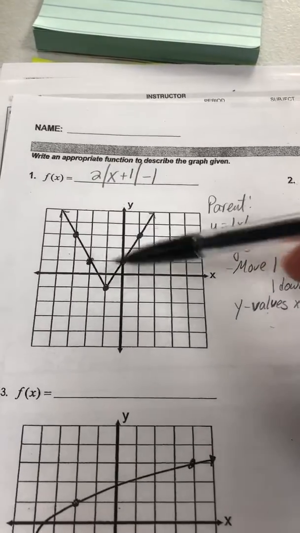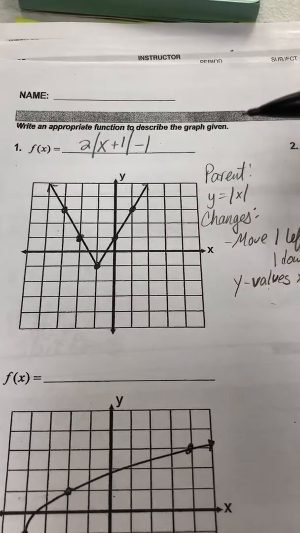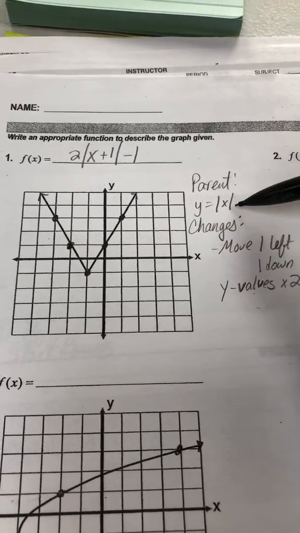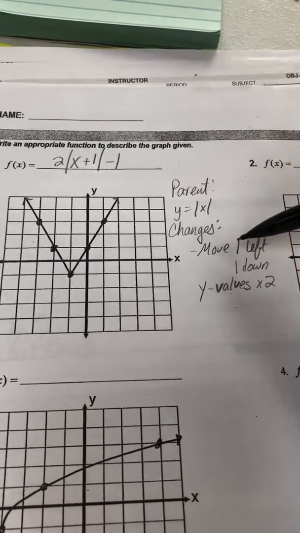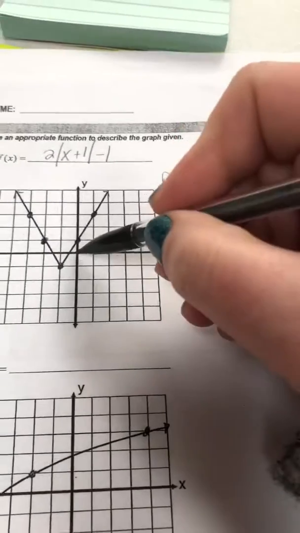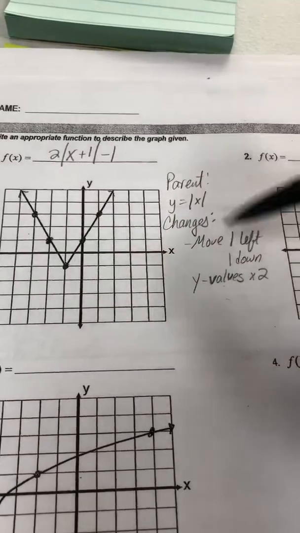So here's one. First thing I would do is obviously identify the parent function. So this has a v-shaped graph, it's got to be our absolute value graph. And then for me, I think it's helpful to kind of list out what changes are happening. So I know that that main point has moved left one and down one. Okay, so I noted those.